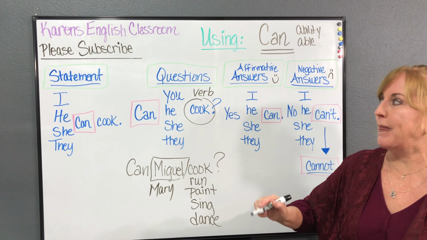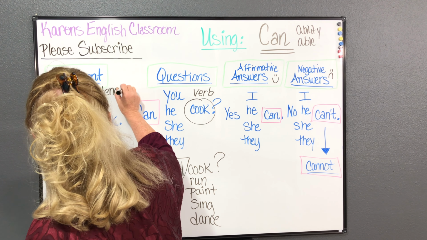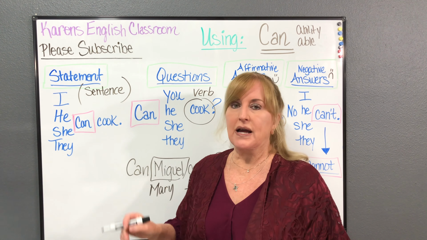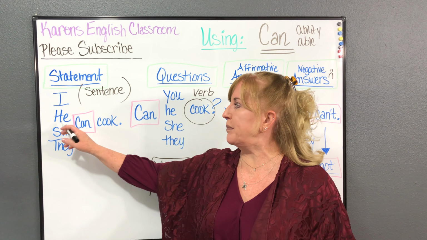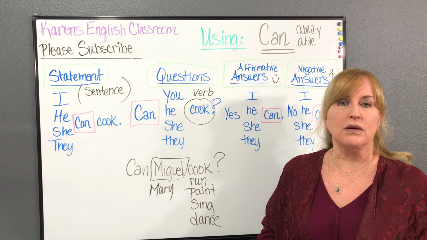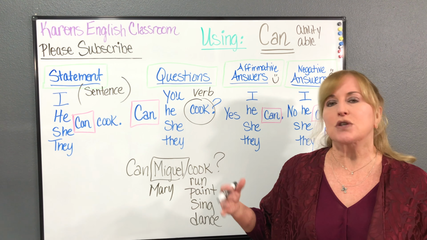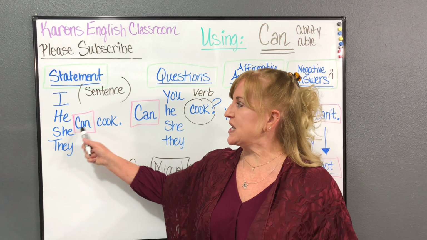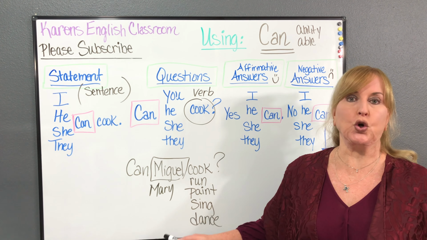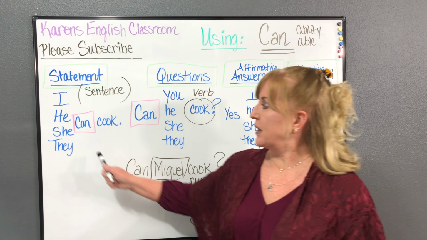So can. Statement, also a sentence. Okay, we're probably more familiar with the sentence. Okay. Instead of saying, well, I can cook. But for example, he can cook. Miguel can cook. Michael can cook. George can cook. Tom can cook. Okay? So you can use a name, it's fine. She can cook. Okay, so she, we can also say Mary. Mary can cook. Anna can cook. Okay, Kelly can cook.